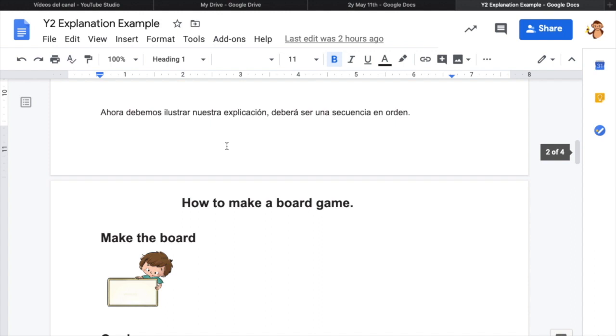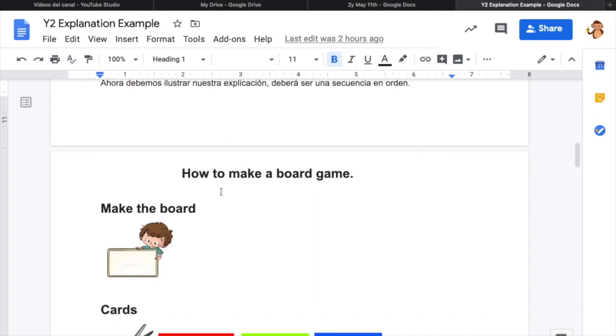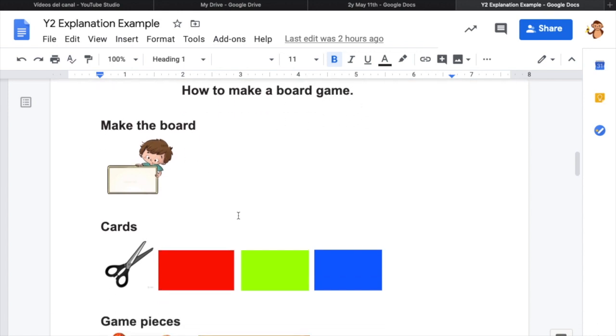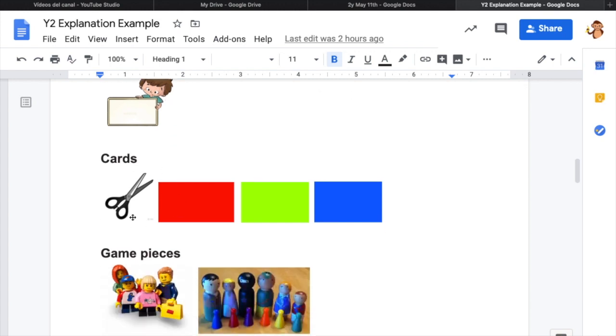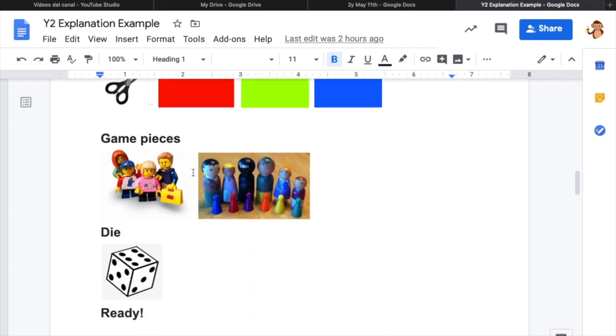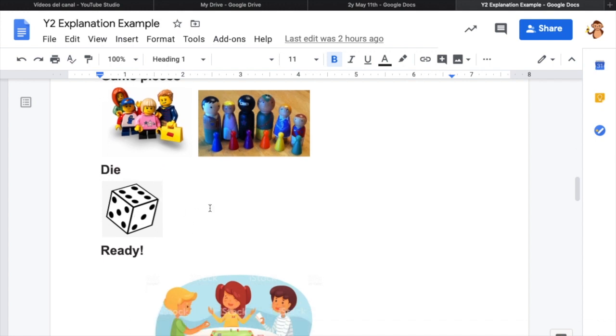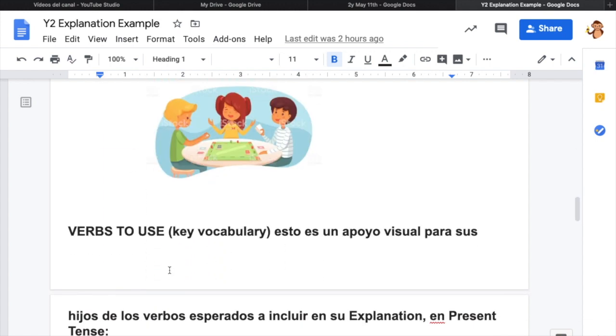Then we have to illustrate our explanation. And as you can see, I'm using the same subtitles and the same title. So here we have make the board, and you're going to draw your own picture. Cards, and you're going to draw what you explained before about cards. Game pieces, here are my Lego men. So you're going to draw what you explained about game pieces. Here's the die, and then ready to play.